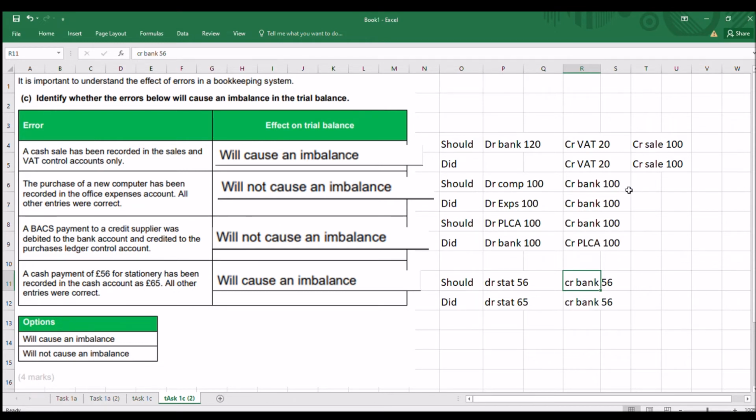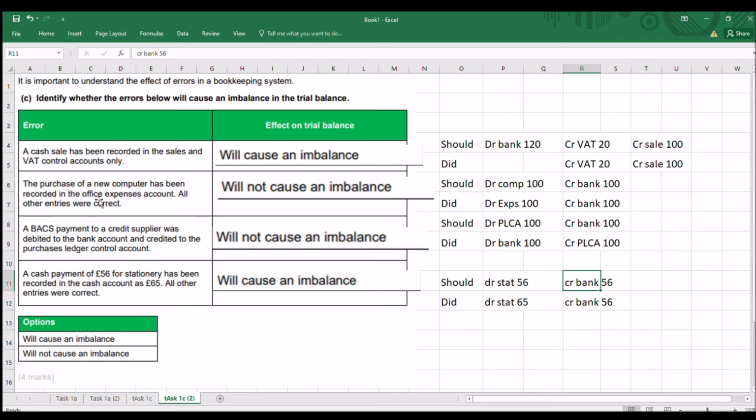So here we go. The cash sales has been recorded in the sales and VAT current only. So I should have gone debit bank 120, credit VAT 20, credit sales 100. So that's what I should have done. This is why I say put some numbers in there. These are the simple numbers that we can have here, and what I actually did was this here, so I forgot about the bank one, and so that caused an imbalance. And the reason why I say do it like this is under pressure in the exam, this will hold up always. You'll never make a mistake really.